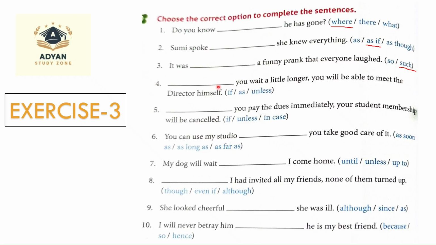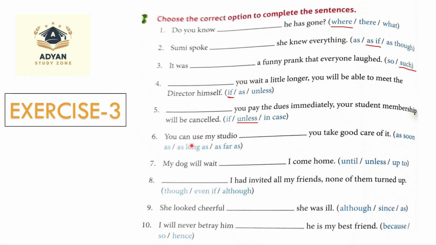Fourth is, dash you wait a little longer. You will be able to meet the director himself. So the correct word is if. The correct option. If you wait a little longer, you will be able to meet the director himself. Next is dash you pay the dues immediately. Your student membership will be cancelled. So the correct option is unless. Unless you pay the dues immediately, your student membership will be cancelled.